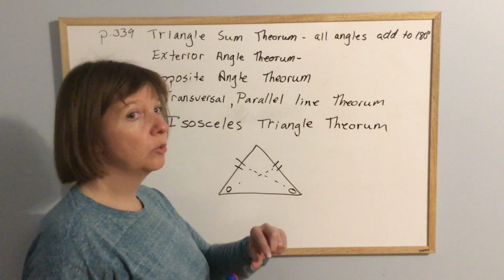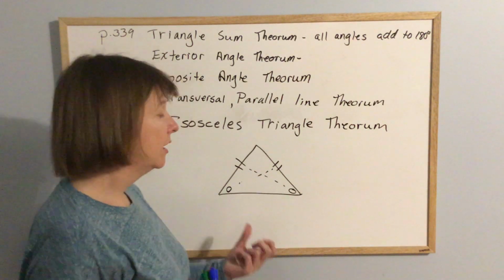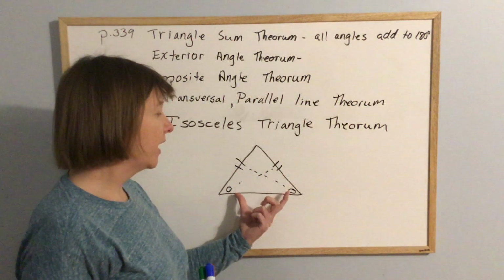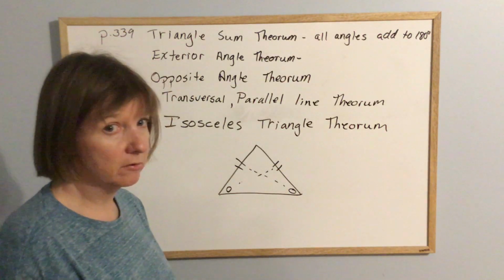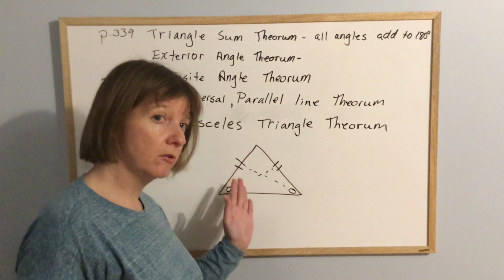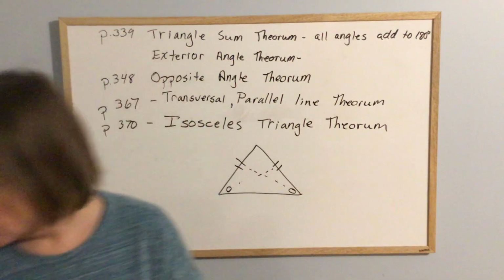And again, you can do what's called the converse of that. If you have a triangle and you know these 2 angles are the same, then you know these 2 sides are the same. It works both ways. That's what the converse means. It works this way and it also works backwards.